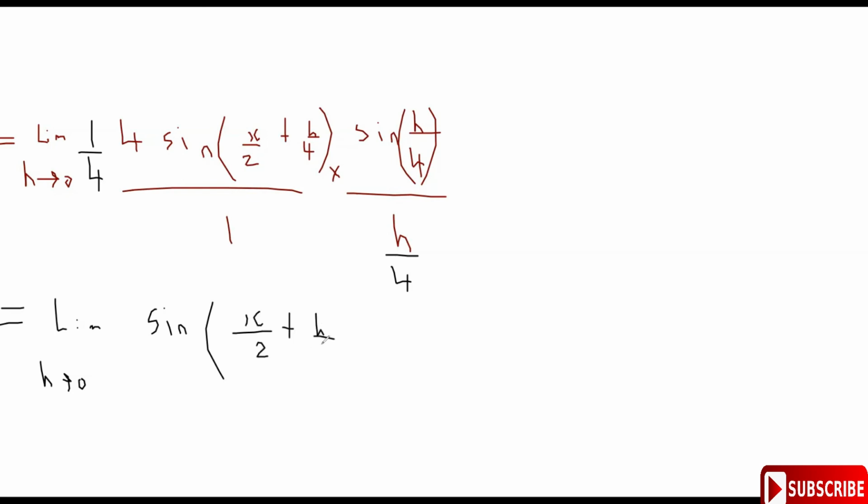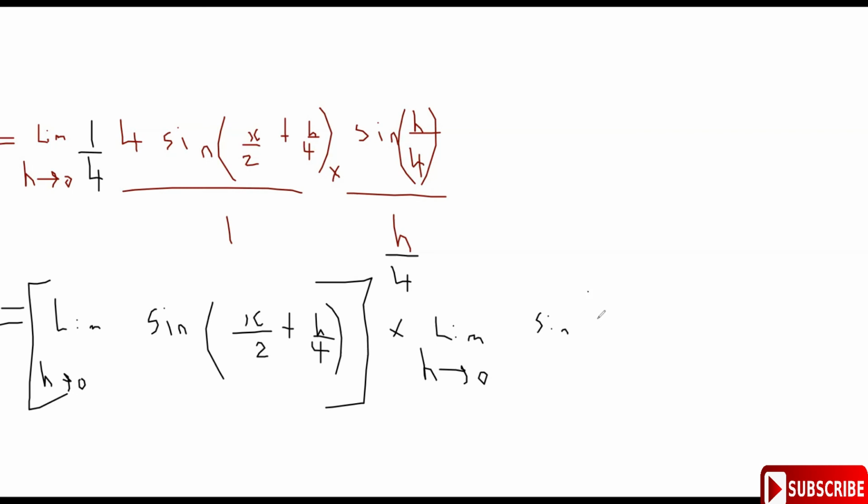But guess what as well? We can break it up as a product of two limits now. So we have the limit of this part, because the quarter cancels the 4, times this part, which is now just the limit as h tends to 0 of sine h over 4 over h over 4. But what is the limit of sine h over 4 over h over 4? This part is just 1. That part is going to work out to be times 1.